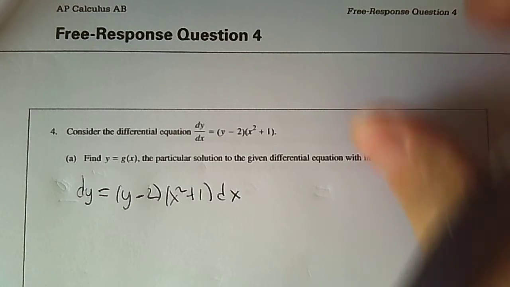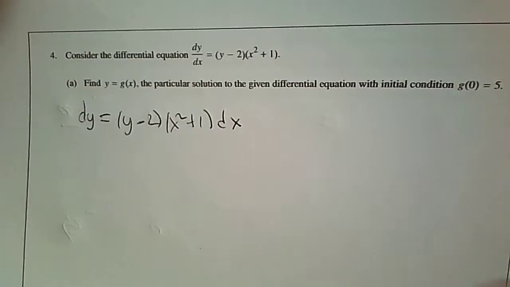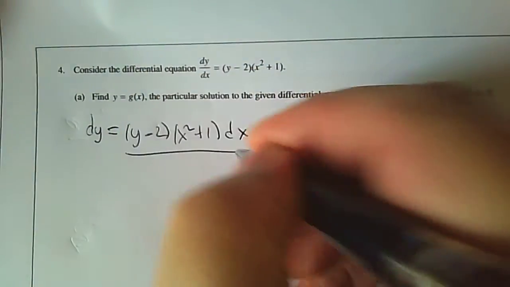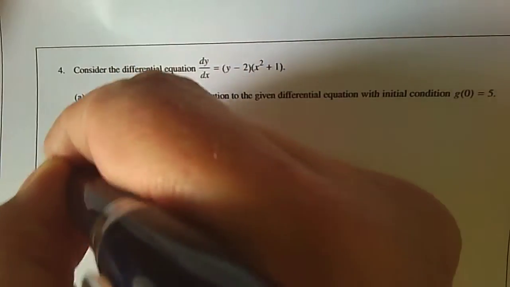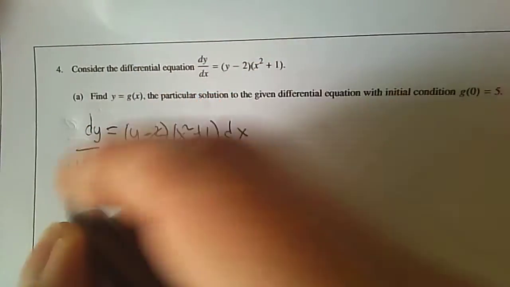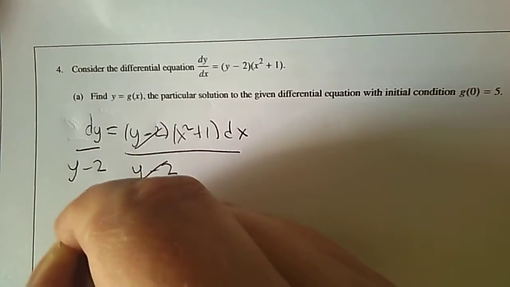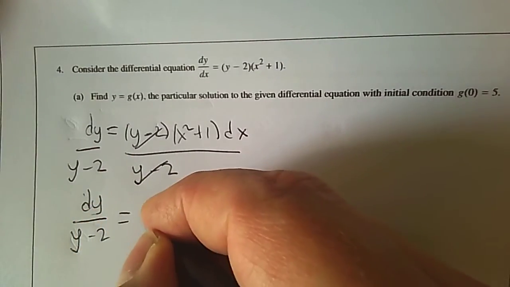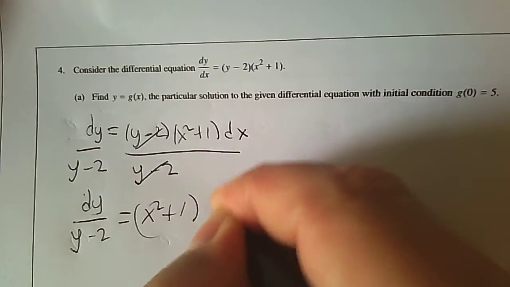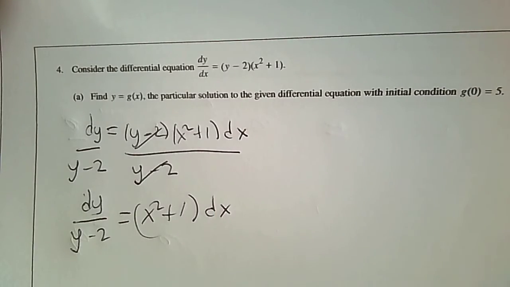Then we're going to divide by y minus 2. That way the y's are on one side and the x's are on the other side. So I have dy over y minus 2 is equal to x squared plus 1 dx. All right, so that's step 1, and you get a point for that.